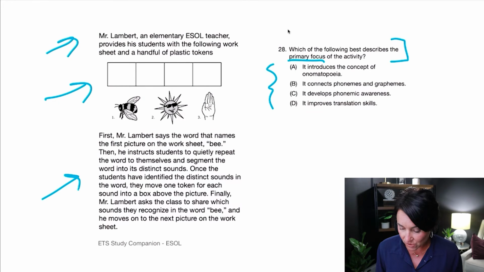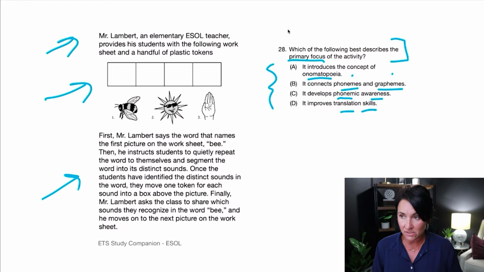And then we have introducing onomatopoeia, connects phonemes and graphemes, that means sounds and writing. It develops phonemic awareness. Okay, we know that is sounds only. And if you don't know that, make sure you go to my teaching reading playlist. I'll link it up so that you know exactly what I'm talking about, but that's going to be really important. And D, it improves translation skills.